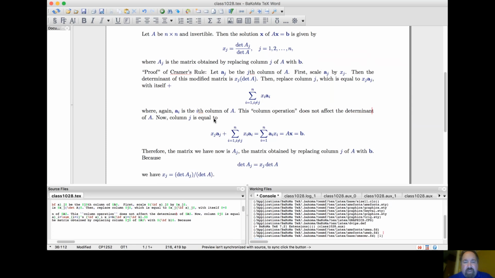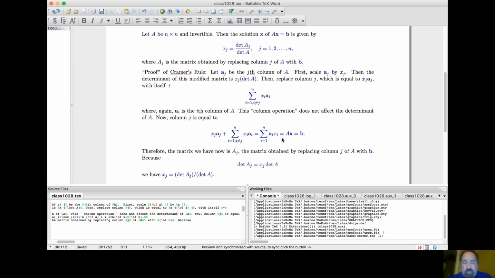Okay. So now what does column j equal to? It was scaled by xj before. Then I added in the other columns times their respective x's. This doesn't change the determinant. This scales it. But what is that? That's all the columns of A times their respective x's. So then that's a linear combination of the columns of A where the coefficients in the linear combination are the elements of X. That's the matrix vector product A times X, which is equal to B because X is a solution to AX equals B. So what I've done is, for these column operations, I've replaced column j of A with B.